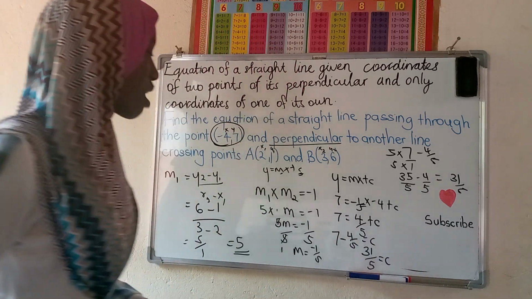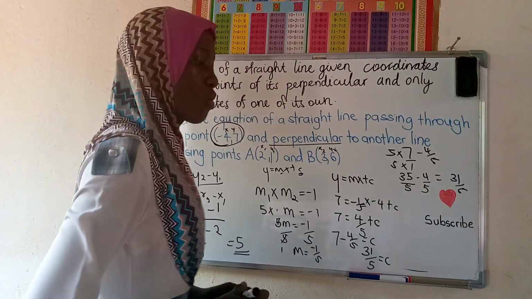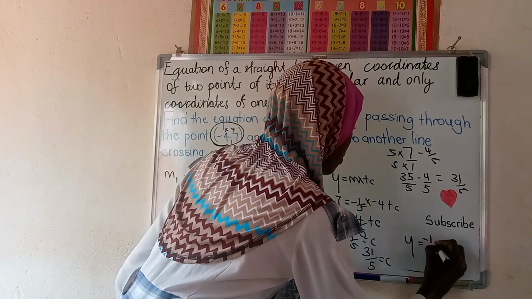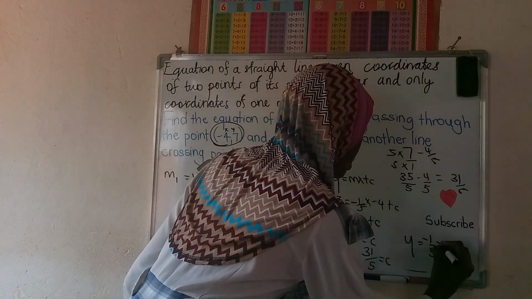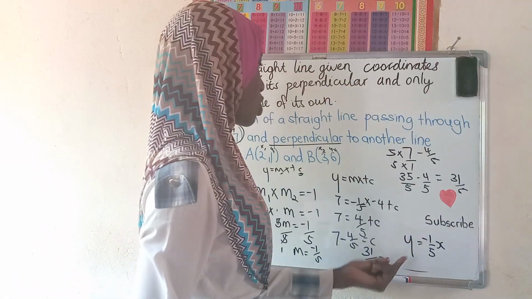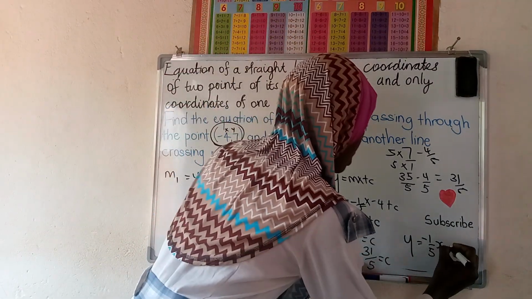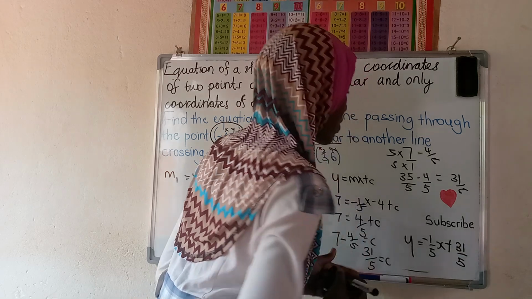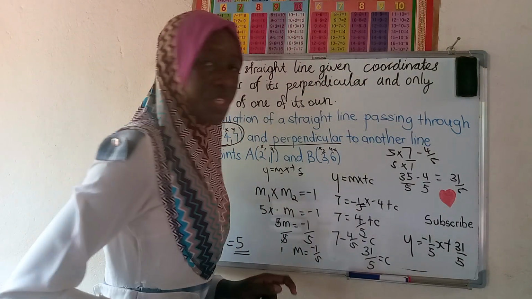And after getting our c and our gradient, we conclude that our equation will be y is equal to -1/5 x. Then since we are supposed to say plus the c, we'll bring our c here, plus 31/5. And that will be the equation of this line.